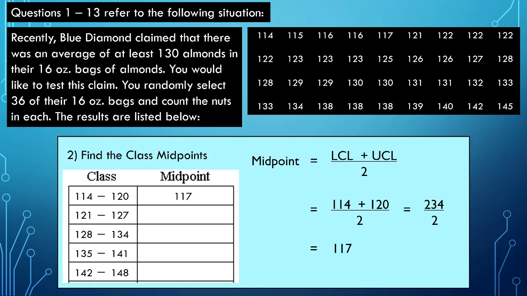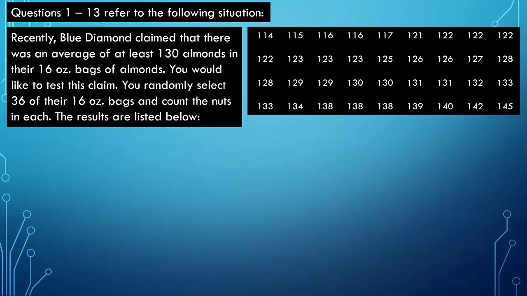I'm going to take the 117 plus 7 and get 124. That's the second midpoint. Take the 124, add 7. That's 131. That's the third midpoint. Add 7 again, 138. Add 7, 145. And those are your midpoints, and that's the answer to question 2. Question number 3.